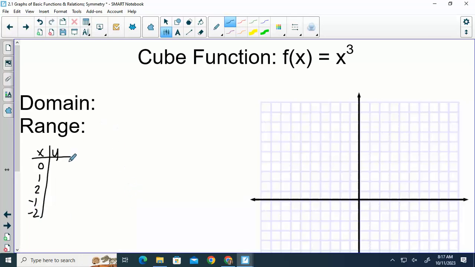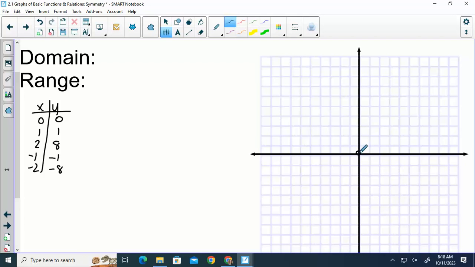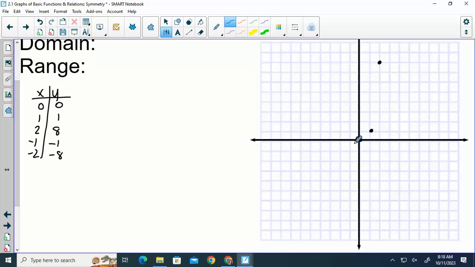So 0 cubed is 0. 1 cubed, 2 cubed, negative 1 cubed, and negative 2 to the third. So if I plot those: (0, 0), (1, 1), (2, 8), (-1, -1), (-2, negative... Kind of missed my point there.